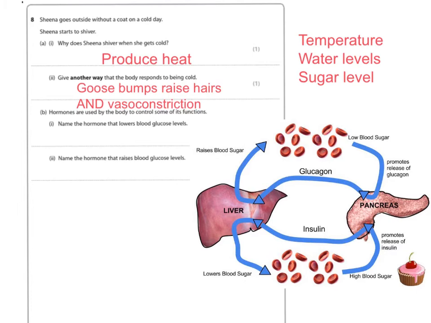The last question is about blood sugar levels, and that involves two organs in your body. That's the pancreas and the liver. If there's a lot of sugar in our blood, possibly from our diet, then our pancreas produces a lot of insulin, and that reduces the amount of sugar by trying to store it in the liver.